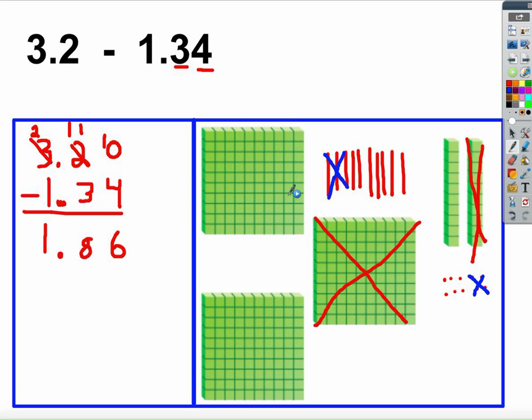Okay? Then if I look at the whole number, it wants me to take away 1 of them. So I'll take away 1 of the wholes. Now what I have left is 1 whole, just like here. I have 8/10, just like here. And I have 6 hundredths, just like here. Okay? Well, what happens if we have something like this?